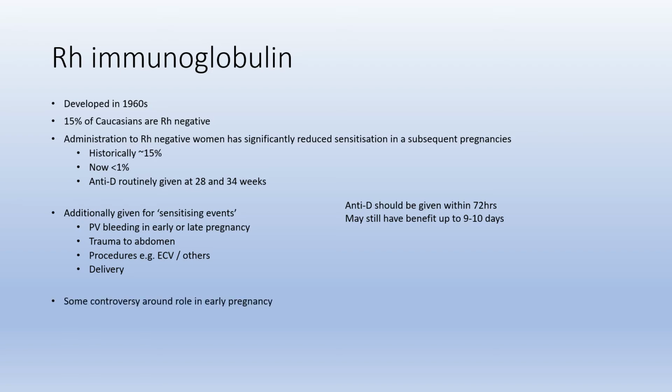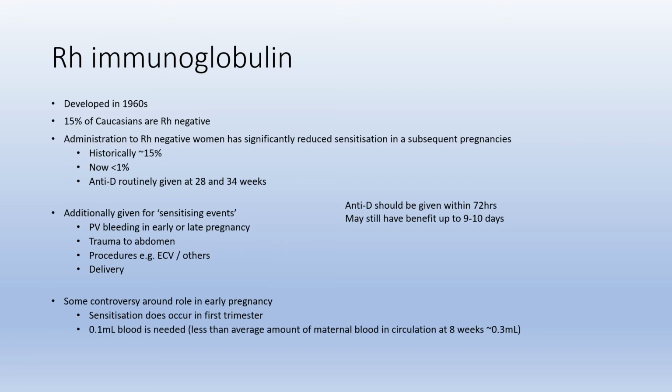Now, it must be said there is some controversy around the use of Rh immunoglobulin in early pregnancy, and various centres, their guidelines for administration do differ. We do know that sensitisation does occur in first trimester. Now, it's thought that about 0.1 of a mil of blood is needed to cause sensitisation, and that on average, by 8 weeks, there's usually about 0.3 mils of maternal blood in the fetal circulation. So there really is the opportunity for sensitisation to occur early.